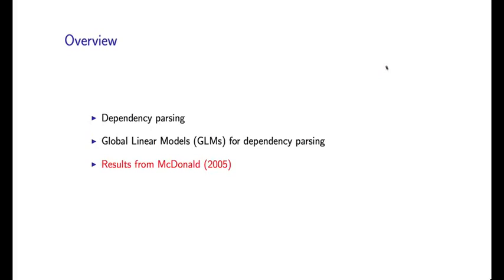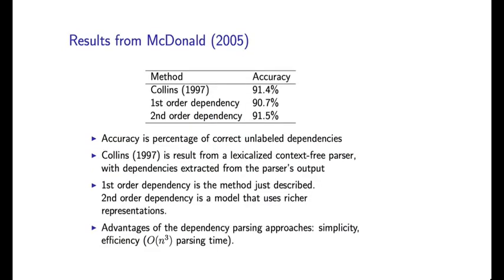So let me finish this segment with some results for global linear models taken from McDonald's implementation of these type of models. So what I'm showing here is a table with dependency accuracy. So this is the proportion of dependencies that we propose that are actually correct. This is actually an evaluation measure we saw way back in the course. When we looked at lexicalized context-free grammars, we talked about evaluating the accuracy of a parser by looking at the number of dependencies it got correct.